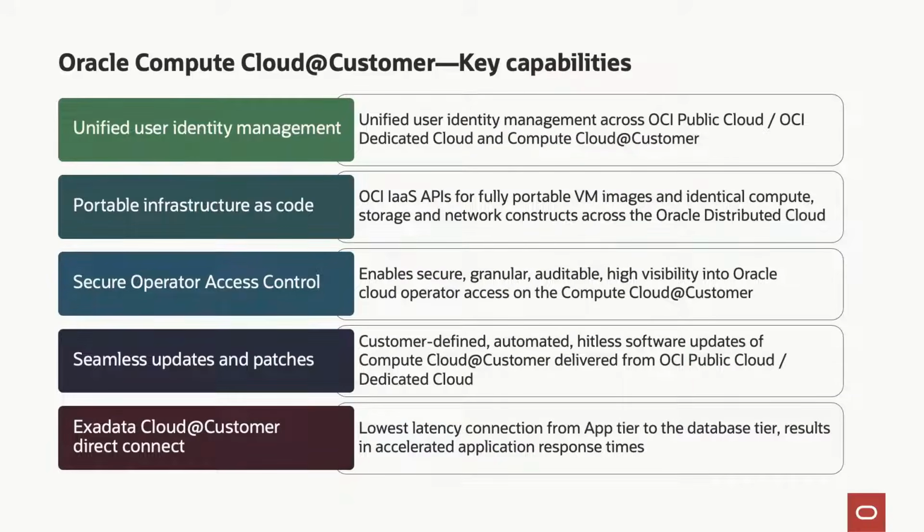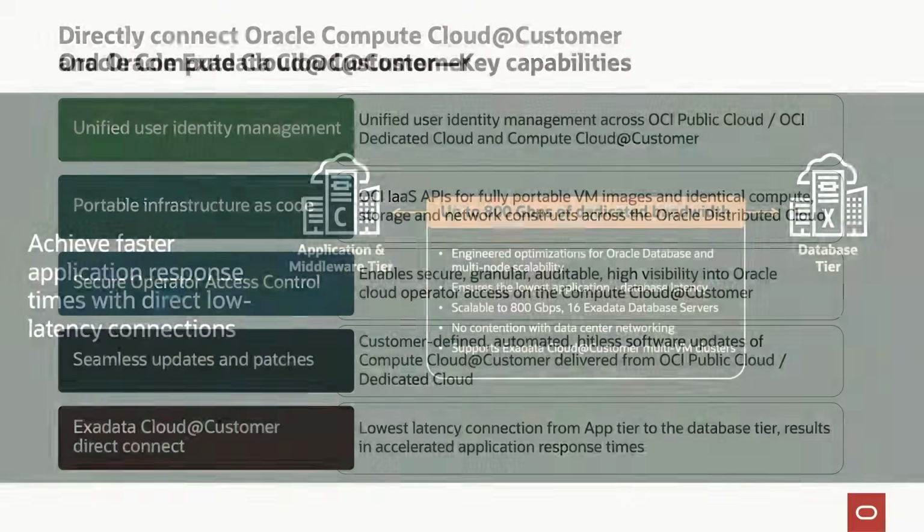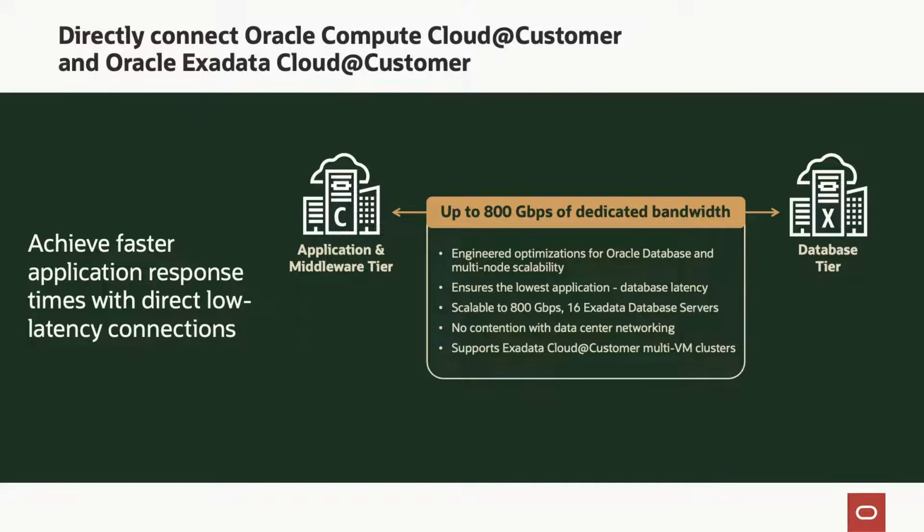And of course, because it's designed to be a good companion to Exadata Cloud at Customer, we have direct high-speed connections between Exadata Cloud at Customer and Compute Cloud at Customer. So what that means is that you can have up to 800 gigabits of network transport directly between that middle tier box on Compute Cloud at Customer and that Exadata box running Oracle Database Services. So extremely low latency. It doesn't need to pass through your network infrastructure, and extremely high bandwidth.